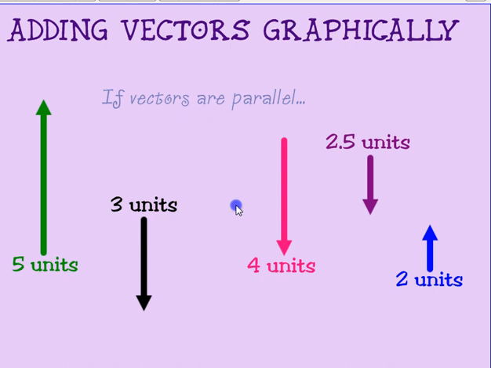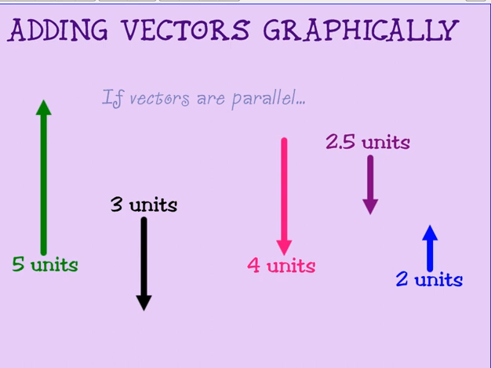Similarly, if I wanted to add the black and the pink vectors, the total would also be 7 units. So the resultant vector would be 7 units downward. But if I want to add two vectors that are in opposite directions, such as the green and the black vectors, then I have to pay attention to direction. Adding two vectors that are in exact opposite directions is the same as subtracting their magnitudes. So the resultant vector of the green plus the black vector would be 2 units upward.